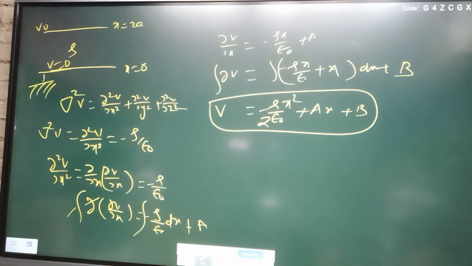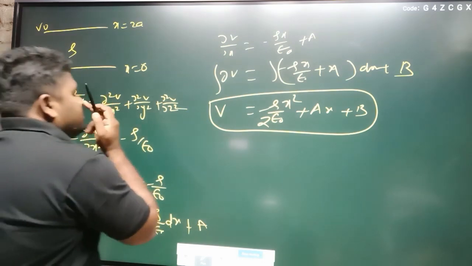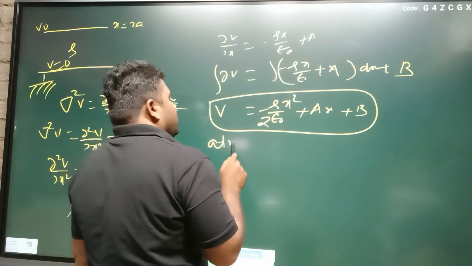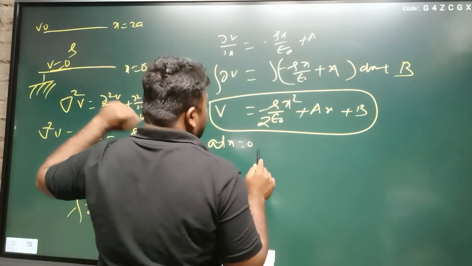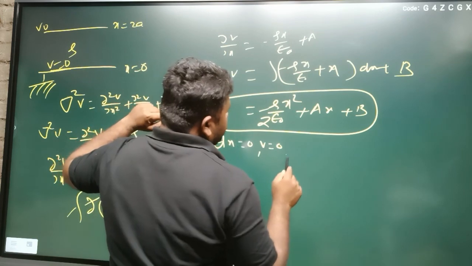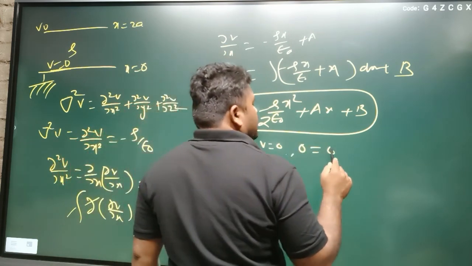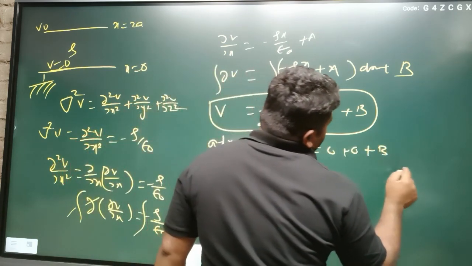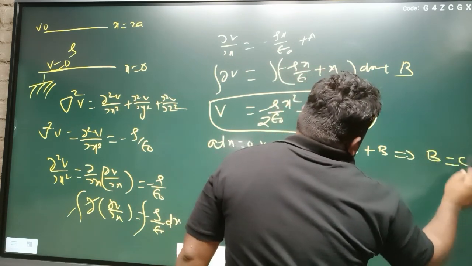b is equal to 0, and at x is equal to 2a. The first boundary is at x is equal to 0. What is the potential on the grounded plate? Potential V is equal to 0. Yes or no? So 0 is equal to 0 plus b, which implies that b is equal to 0. Yes or no? b is equal to 0.